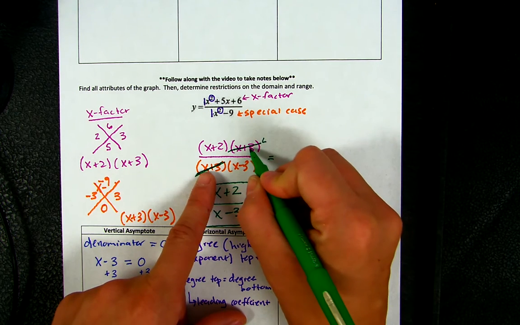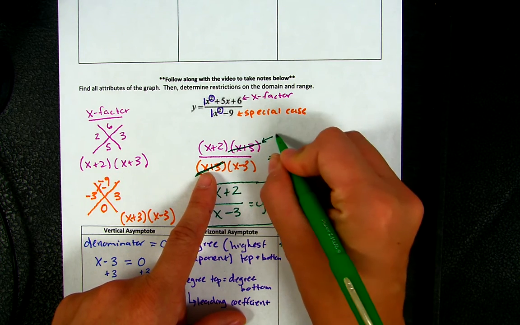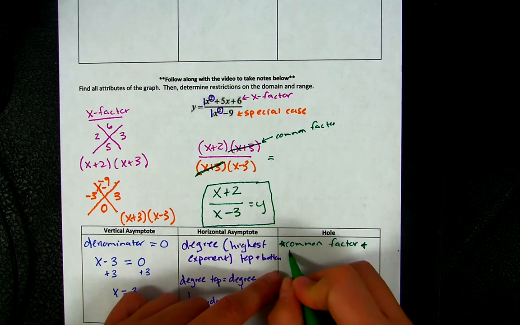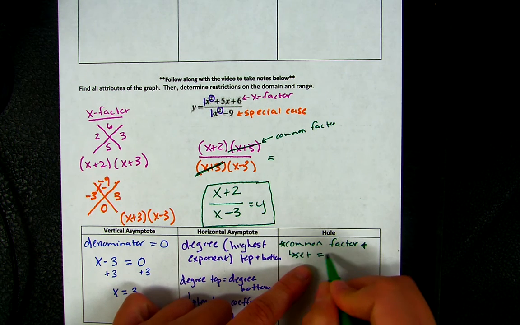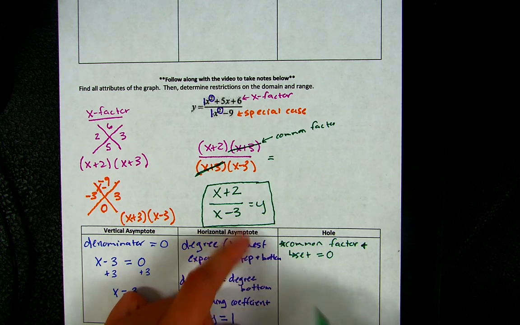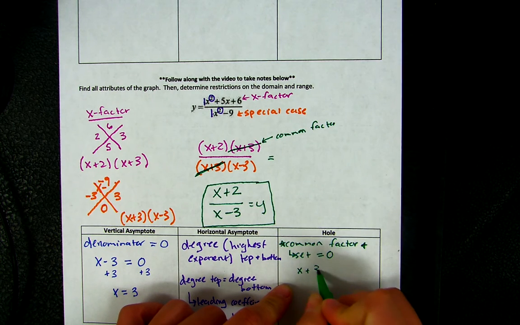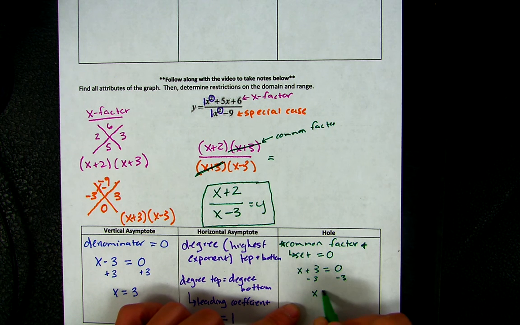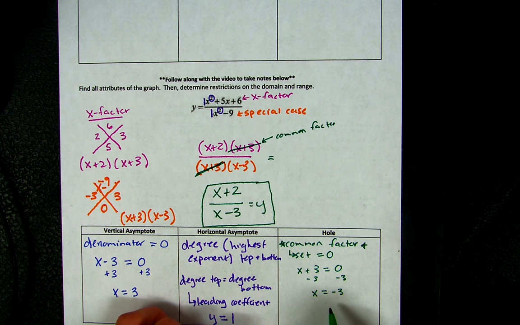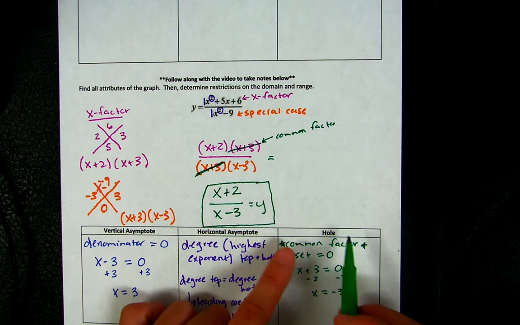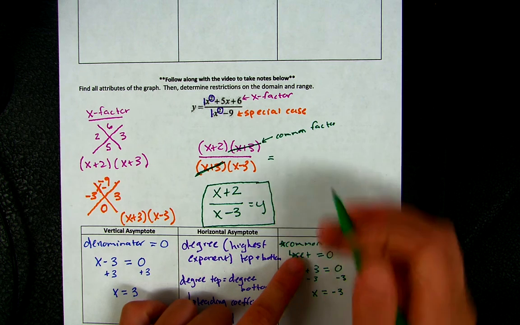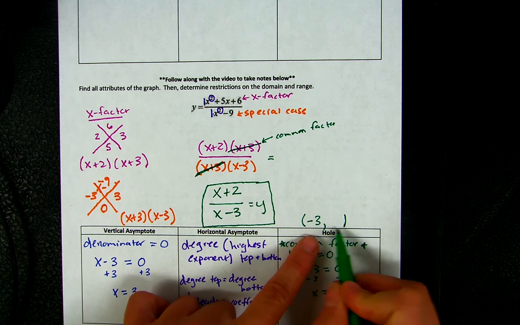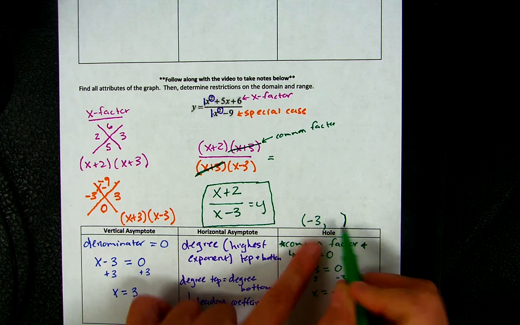So here, since I had x plus 3 cancel out in the top and the bottom, this is my common factor. So I take my common factor and I set it equal to 0. So I take x plus 3, set it equal to 0, subtract 3 on both sides. The x value of my hole in the graph is -3. Okay? But the hole in the graph has an x value and a y value. So I found the x value of the hole in the graph. Now I just need to find my y value.